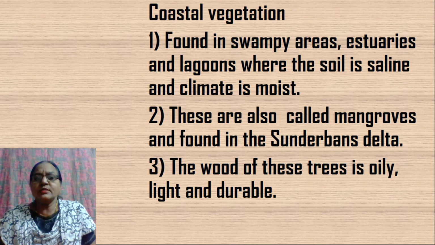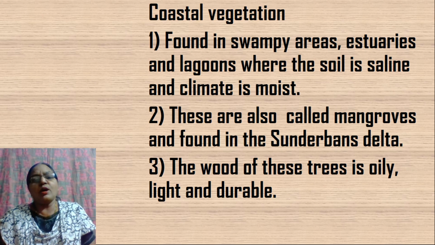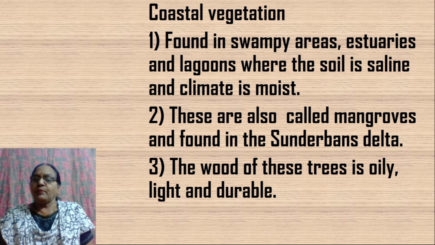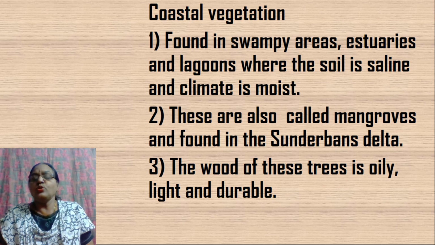The next is coastal vegetation. Coastal vegetation is usually found along the coastal regions, as we had just seen. Along the eastern coast of India, we find it in the delta regions, where it is marshy and swampy. It can also be seen along estuaries and lagoons. Here the soil is saline and the climate is also very moist.